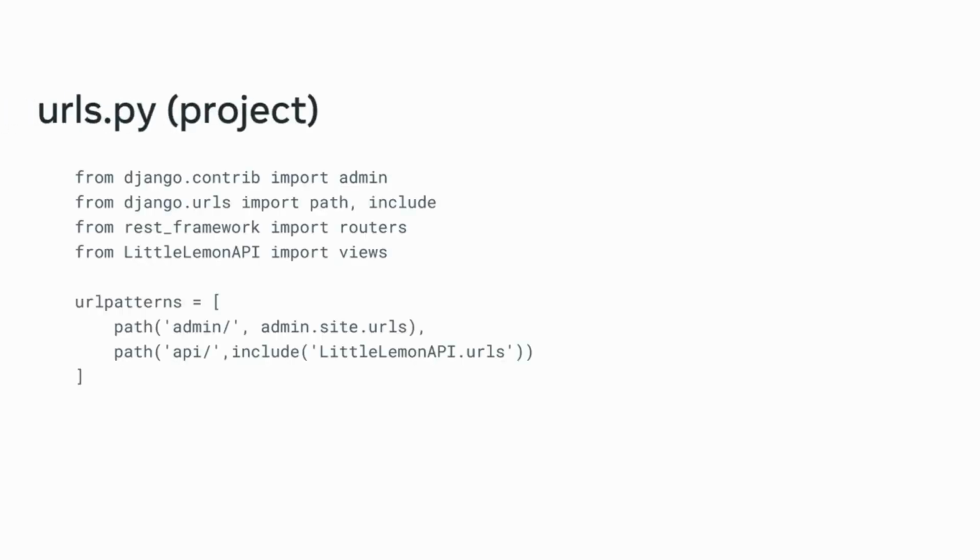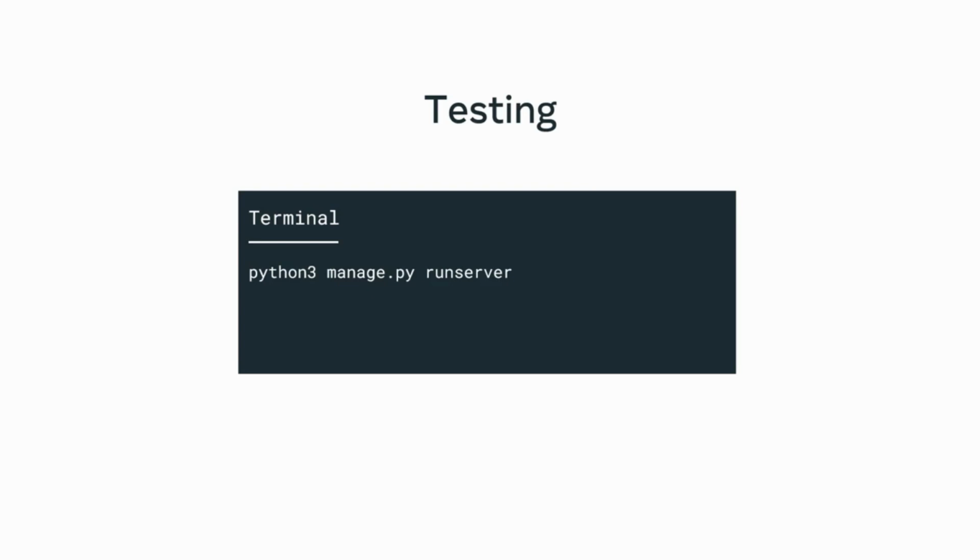Additionally, make sure to include the URL patterns of the app in the urls.py file of the project. Once the code is set up, run the command to launch the development server. The Django REST framework provides a browsable API that generates HTML output for different resources. It facilitates interaction with a RESTful web service through any web browser.